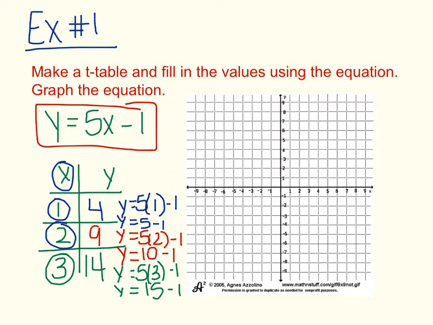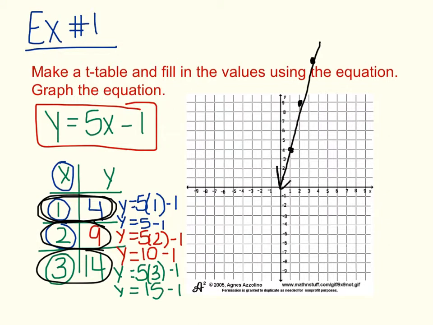So let's go ahead and graph. Remember, the x tells us how many to go over, the y tells us how many to go up or down. So our first one is over 1, up 4. Next one, over 2, up 9. Last one, over 3, up 14. And my graph actually doesn't go to 14, so I'm going to make an educated guess and put it about there. And again, it's going to be a linear equation.